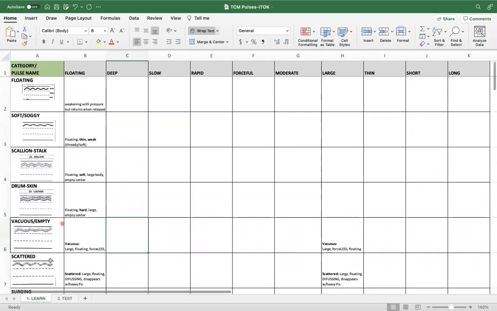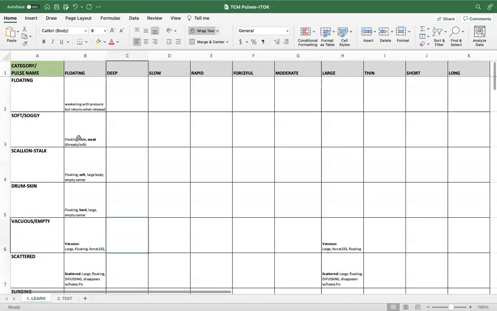So here we have 2 tabs. Again, this is an Excel tool. I cannot share it online because it will delete the formulas, but I can definitely share it via email. One is the Learn tab, and then we have the Test tab.